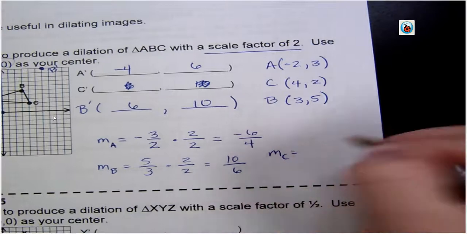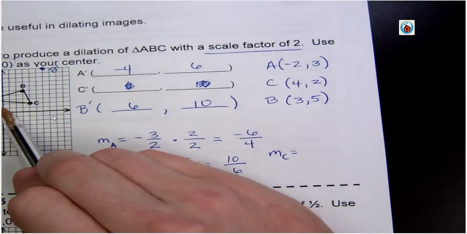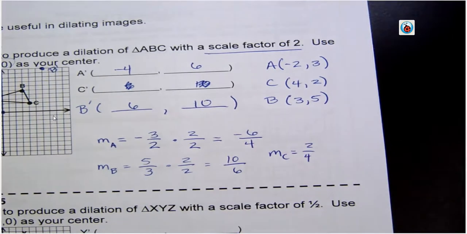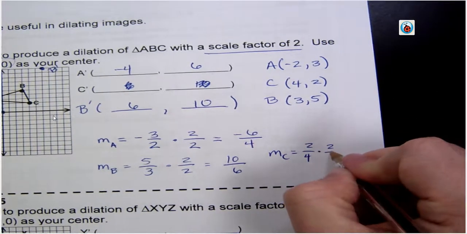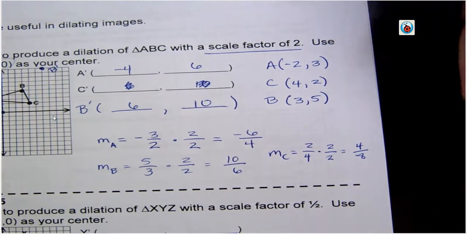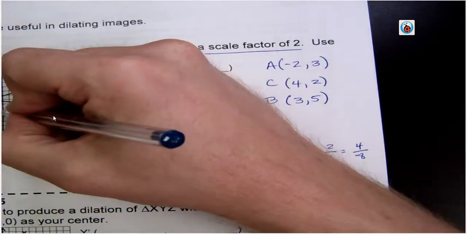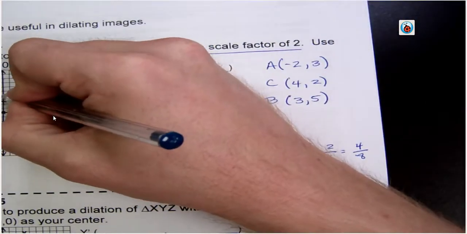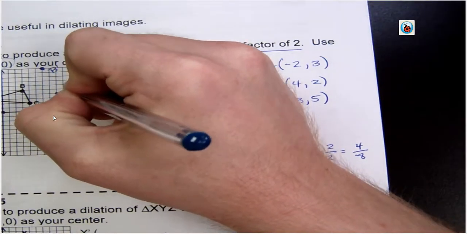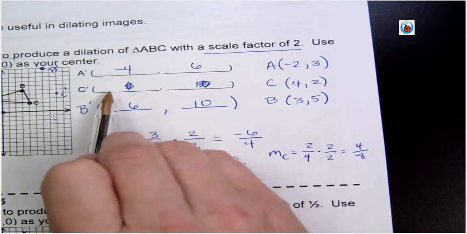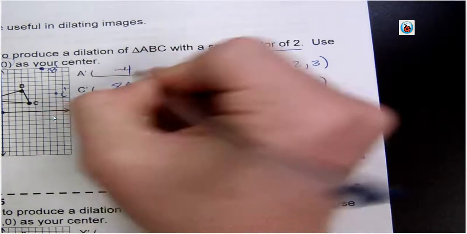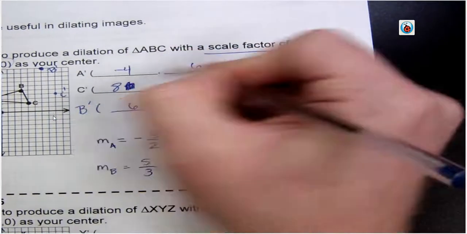So the slope of C, same idea. I would rise 2, run 4, so the slope is 2/4. I'm multiplying by a scale factor of 2, so I would get 4/8. So to get to C prime, I go up 4 from the center over 8. So the coordinates of C, now be sure you put it in the C spot, I messed that up, would be at 8, 4.